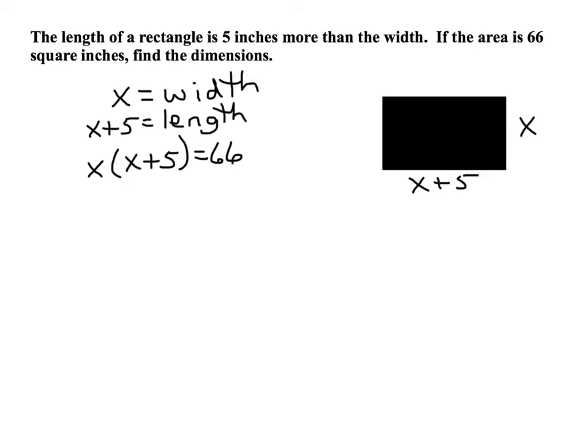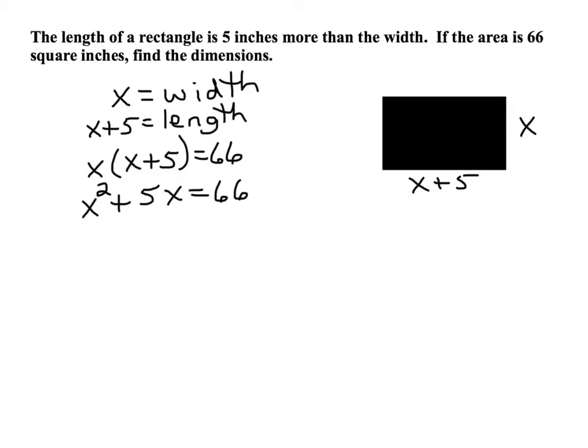At this particular point, this does not really look like a quadratic because I don't have the x squared. But the only thing I can do to solve this is to get rid of the parentheses. So I'm going to get my x squared. I have x squared plus 5x is equal to 66. And now I have my quadratic equation.